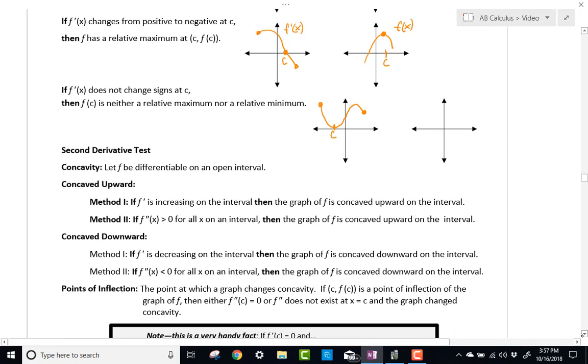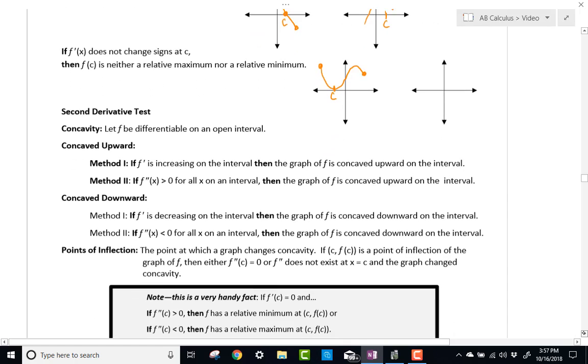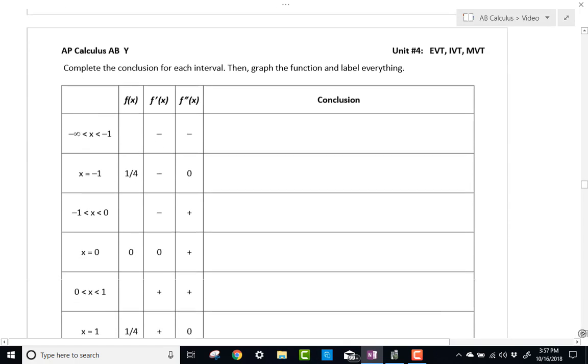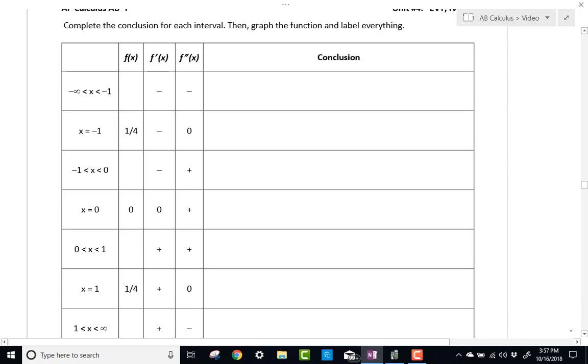The rest of that talks about concavity, just some notes and things that we've already talked about. So let's take a look at another way to look at these. It says complete the conclusion for each interval, then graph the function and label everything. Now you'll notice some of these things tell me stuff about f of x, some of them tell me stuff about f prime or f double prime. So I need to graph this based on the information that I know.